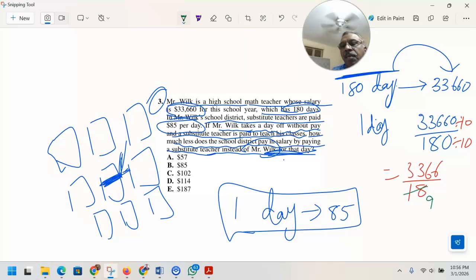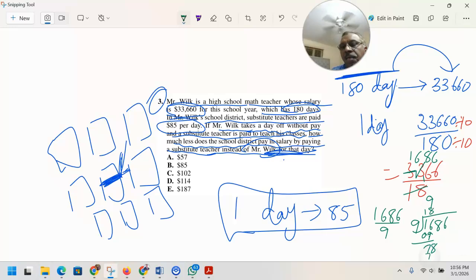2 goes 9 times, 2 goes 1 times, and 1 remains, so that's 30. 2 goes 6 times 12, so 1 remaining 16, and 2 goes 8, and then 6, so you get 1686 divided by 9. If you do little calculation, 9 goes 1 times 9, and 9 times 8 is 72, you get 6.